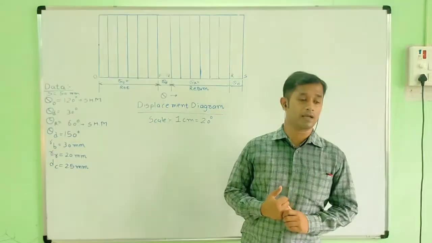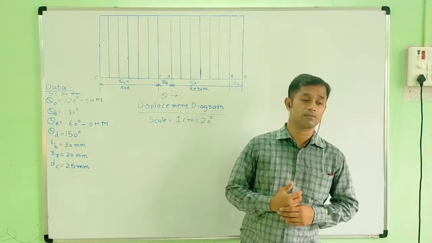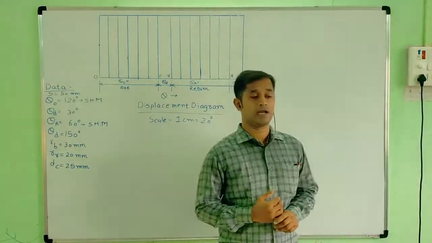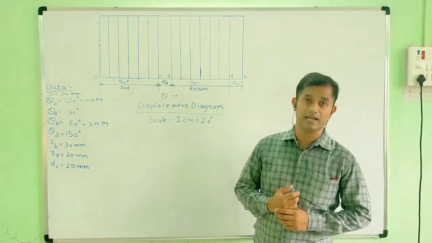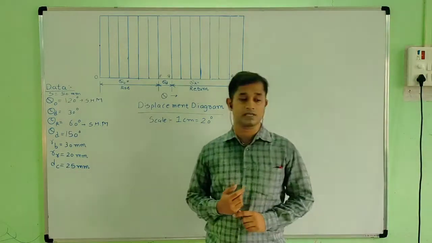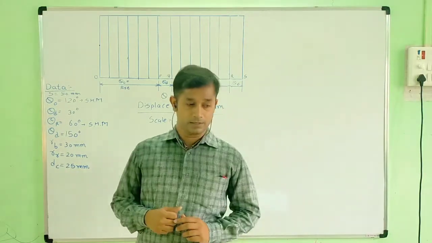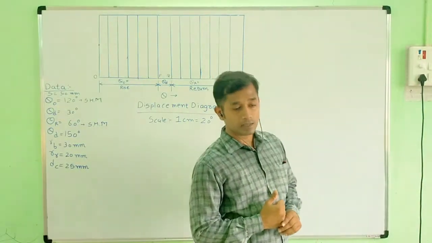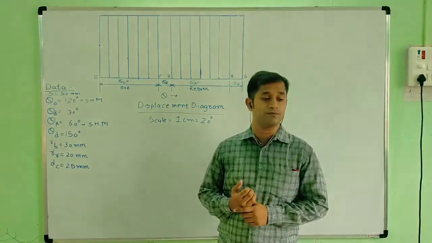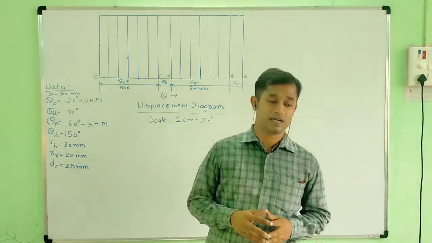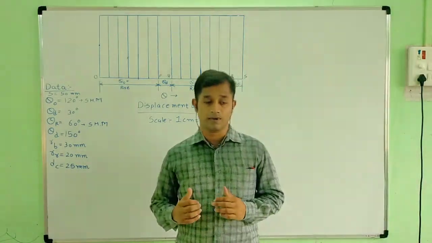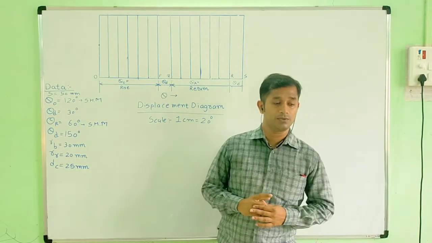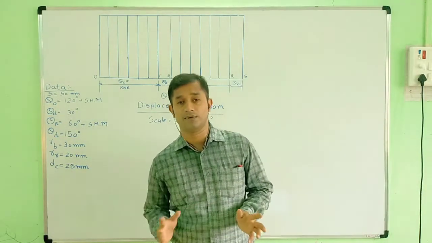Construct a cam with a minimum radius of 30 mm, rotating clockwise at a uniform speed, to be designed to give a roller follower at the end of the valve rod the motion described below. Number 1, to raise the valve through 50 mm during 120-degree rotation of the cam. Second, to keep the valve fully raised for the next 30 degrees. To lower the valve during the next 60 degrees. And number 4, to keep the valve closed during the rest of the revolution, 150 degrees.